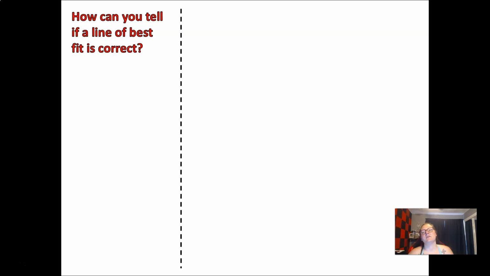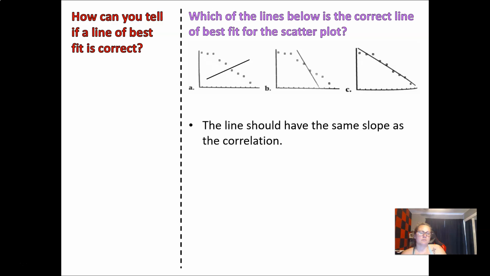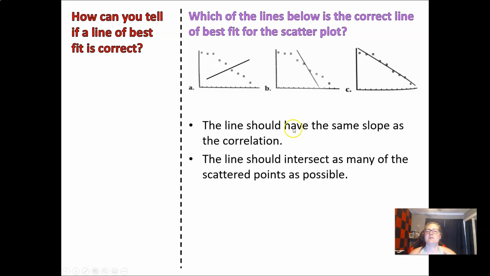Okay, how can you tell if a line of best fit is correct? When you look at these three graphs, you'll notice A, B, and C each have the same points. We're looking at A, B, or C: which line best fits those data points? It says, which of the lines below is the correct line of best fit for the scatter plot? It should have the same slope as the correlation.